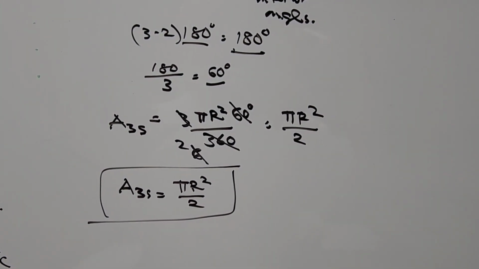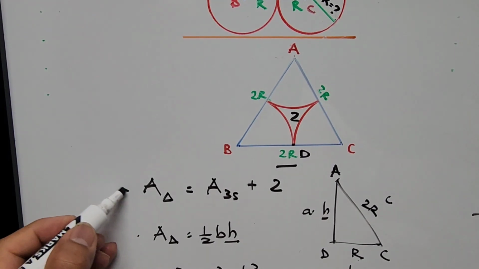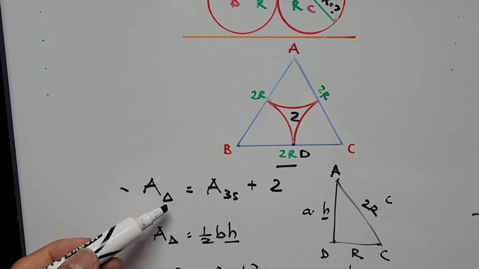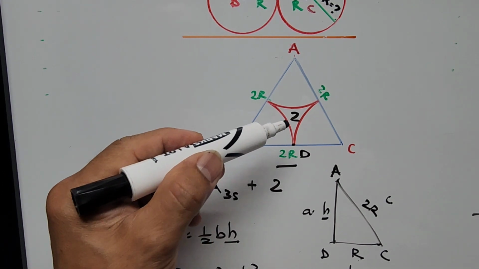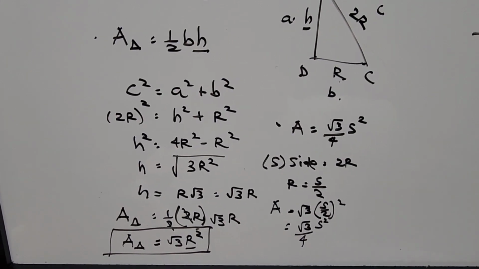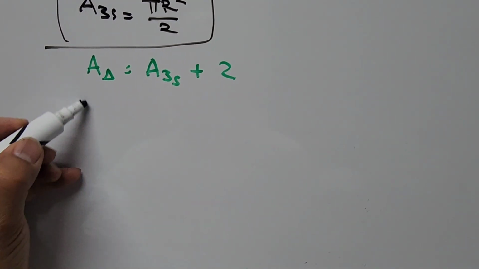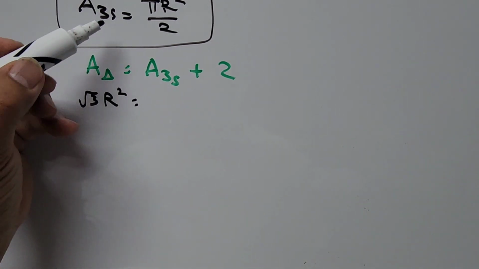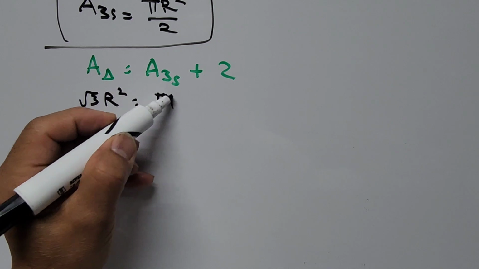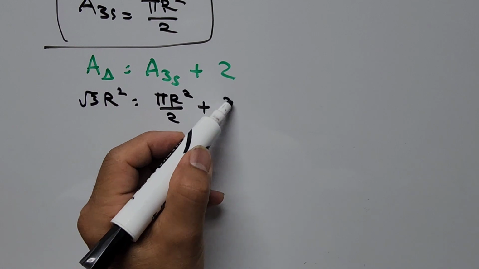And so now we can go back to our equation and solve for the radius of the circle. It's from our equation over here. Area of the equilateral triangle is equal to area of the 3 sectors plus the area enclosed in the middle, that is 2 square units. And so we have here the area of the equilateral triangle as square root of 3 times the square of the radius. So we have square root of 3 times r squared is equal to the area of the 3 sectors, that is pi r squared over 2, plus the enclosed area, that is 2 square units.